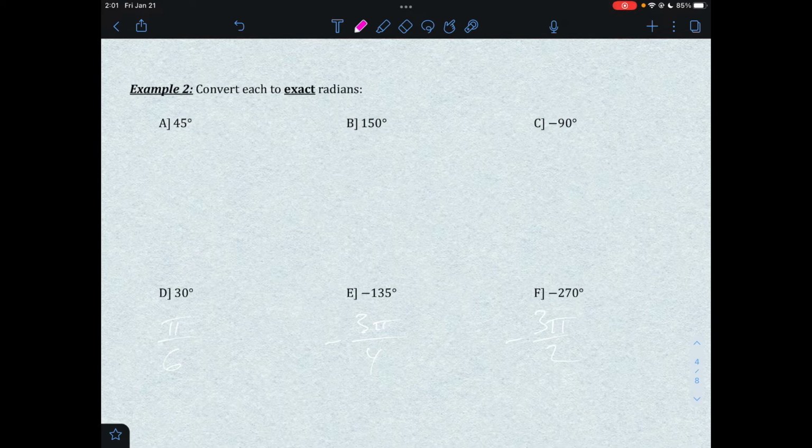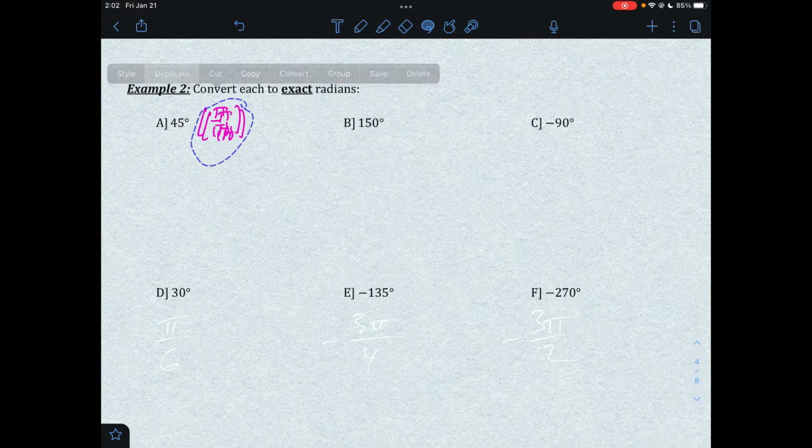So in the first one, it says convert to exact radians. So if you see convert to radians, we're going to multiply by pi over 180. All right, and we're going to do that each time here.